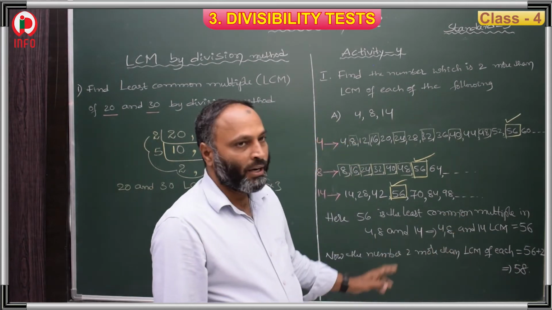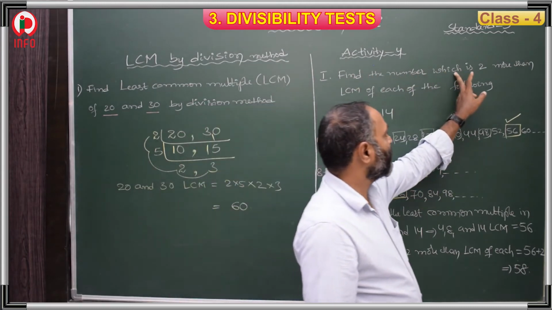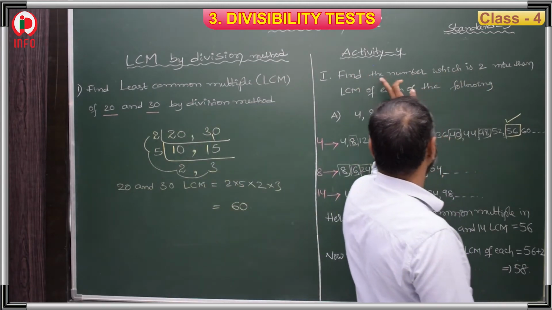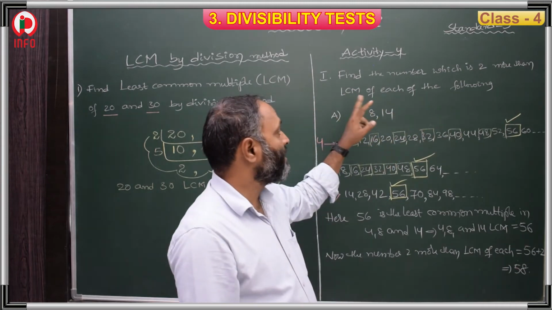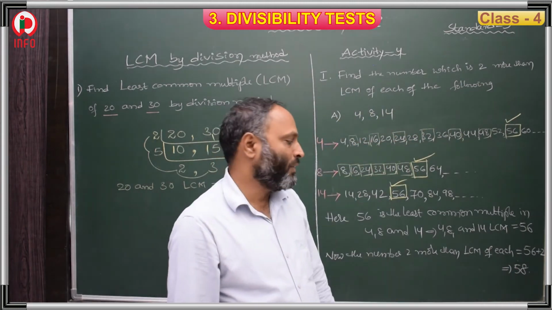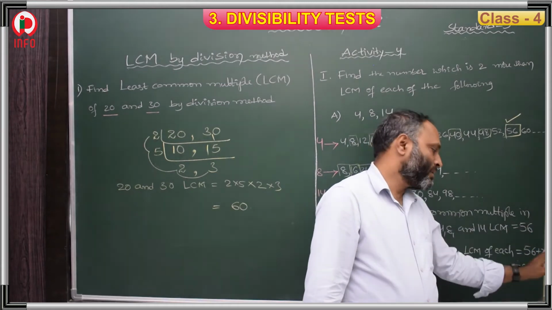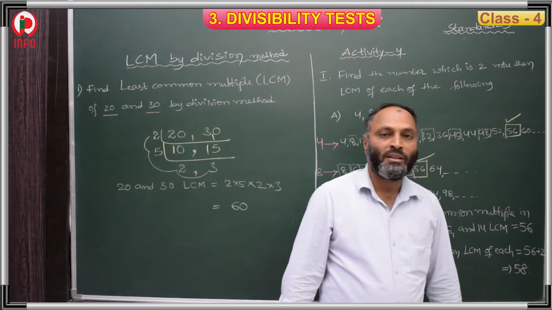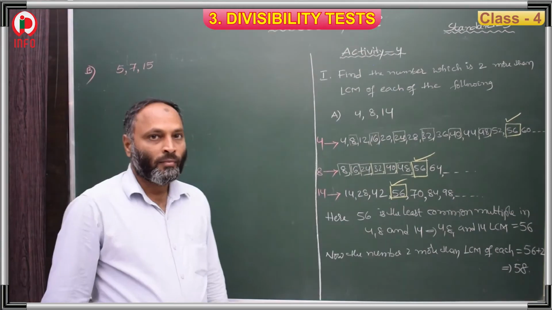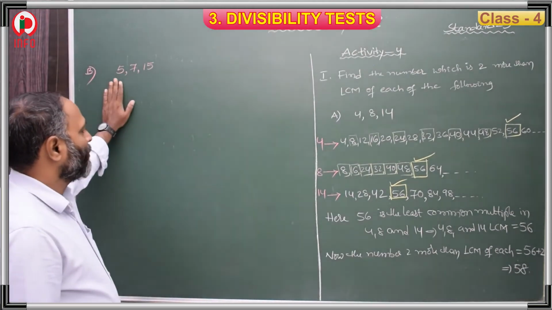After finding the LCM, the number which is 2 more than the LCM of each number, 2 more than we need. Whatever the LCM is, that LCM plus 2, that is 58. 58 is our answer. Now here again one more question.